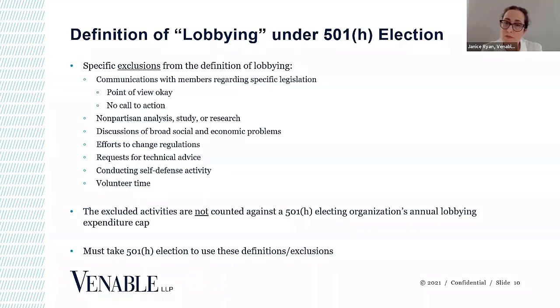The key part of the 501(h) election is that you are not entitled to rely on the specific definitions of lobbying and the exclusions from lobbying unless you affirmatively elect, by filing the form with the IRS, to measure your lobbying activity under 501(h).